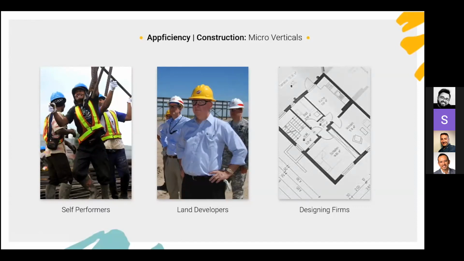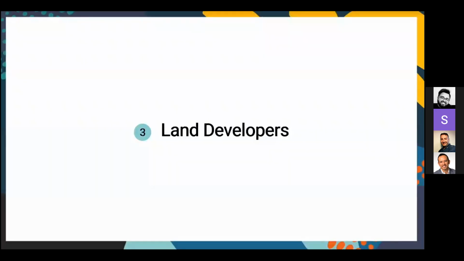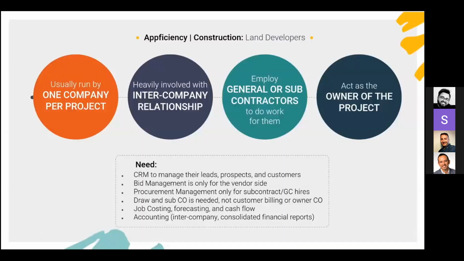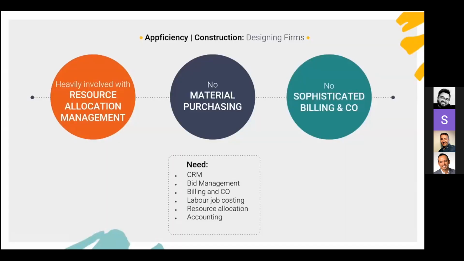Self-performers are the companies that are hired by a customer, and they do the work with their own resources: labor, material, equipment. Land developers are the companies that own the land. They act like an owner of the project, and then hire either self-performers or a GC, and they manage the entire construction process. And then we have designing firms, which are not involved with the execution of the construction, but are actually contributing to the design of the drawings and specs in order to start the execution.